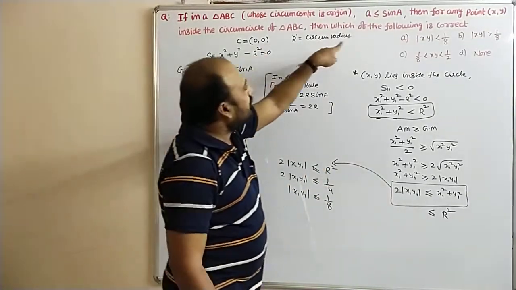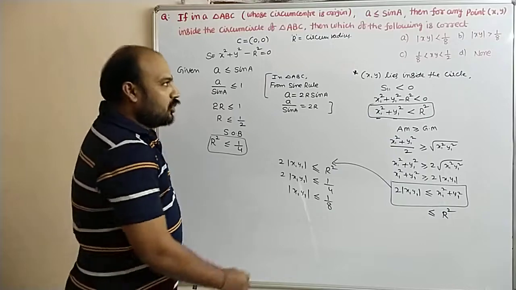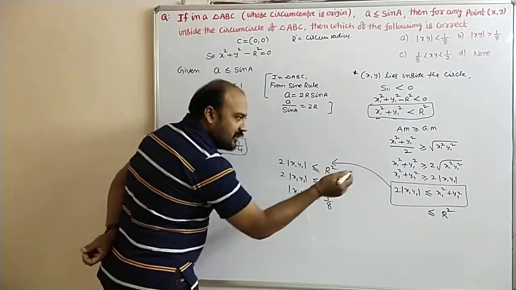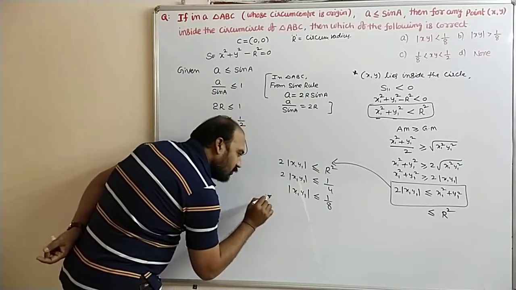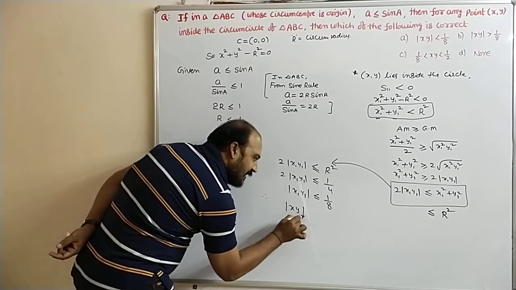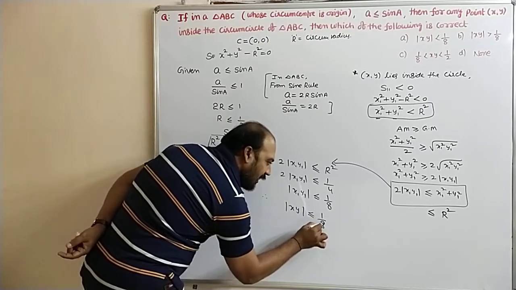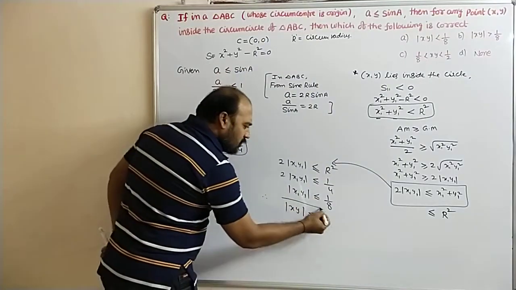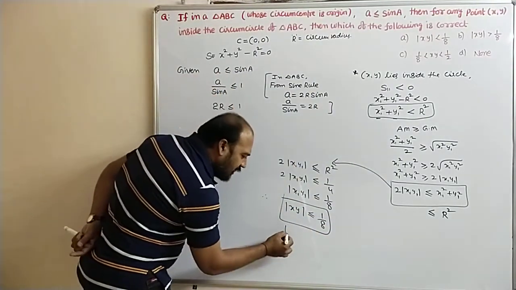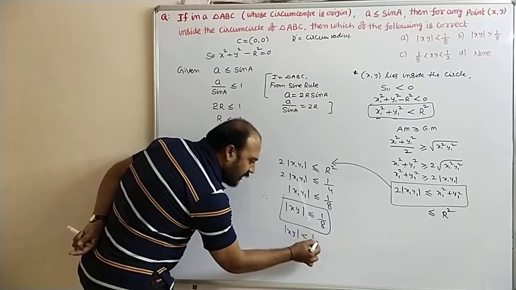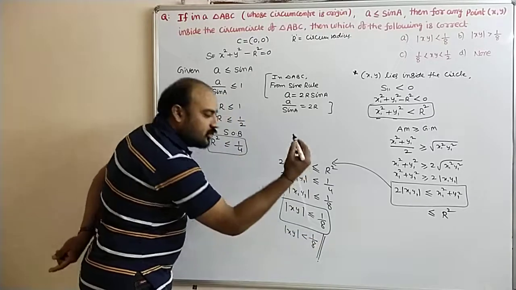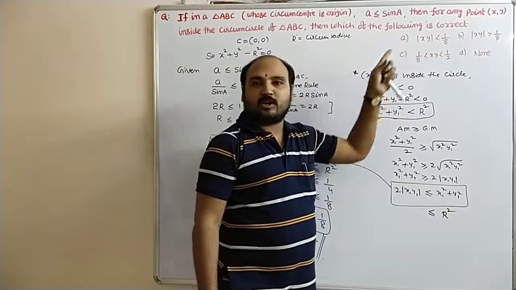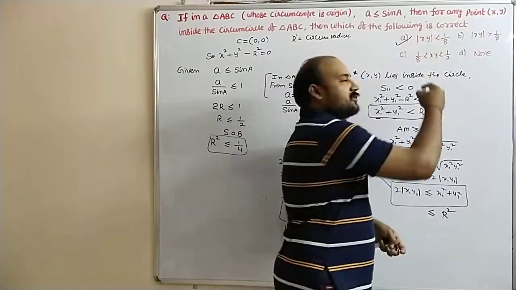They are asking for the locus. So for any point P, I am assuming that in place of x1 y1, therefore mod xy is less than or equal to 1 by 8. In the options only less than is there, so both are correct. We can take mod xy is less than 1 by 8 according to the options. Among these, this is the right option. So the first option is the right option.